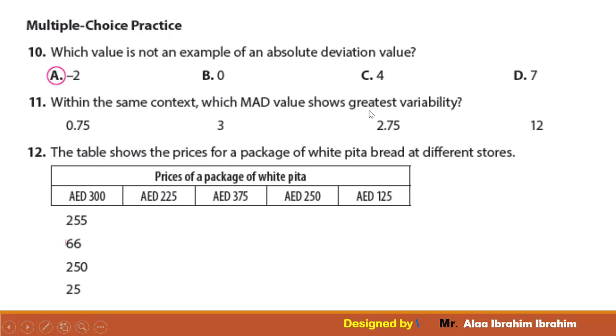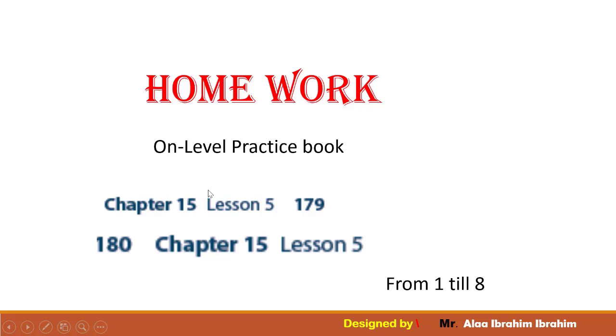Which MAD value shows the greatest variability here? So my greatest value is 12 here. Now we're dealing with these values. I have these values. You do it with the same idea: find the mean, find everything. Now we can find the result as 66. This is your result, or the difference here. You need to find the absolute deviation or MAD. Your homework will be page 179 and all.